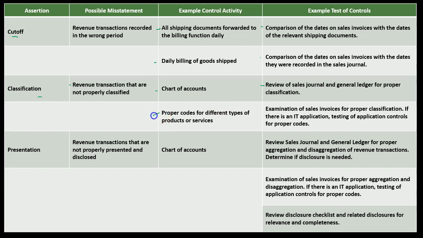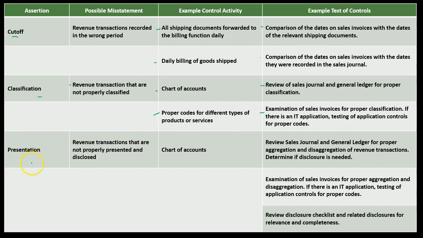The next internal control we could have related to classification, proper codes for different types of products and services. What's the procedure we can do related to that control? Examination of sales invoices for proper classification. If there's an IT component, we'll take a look at that.